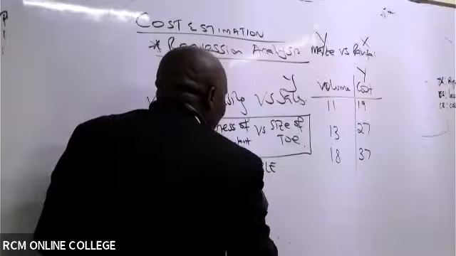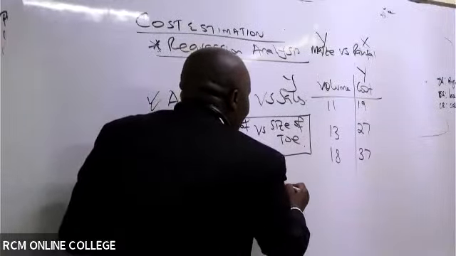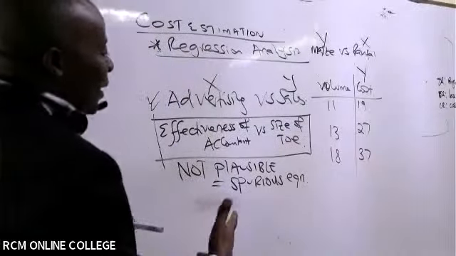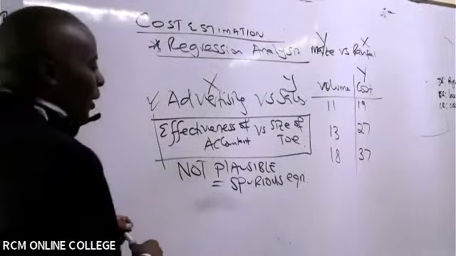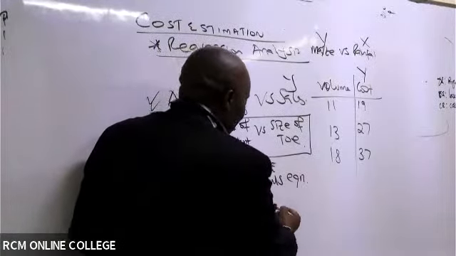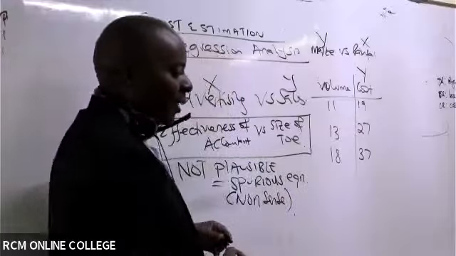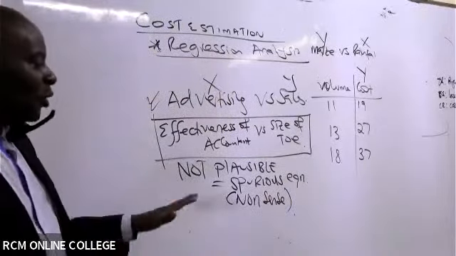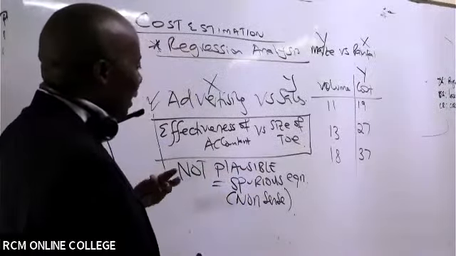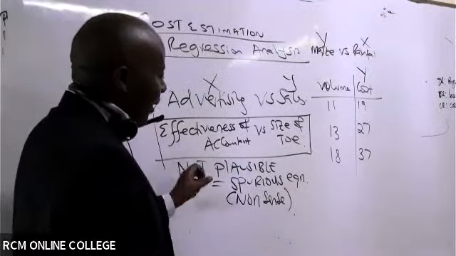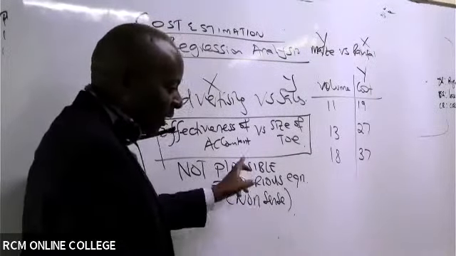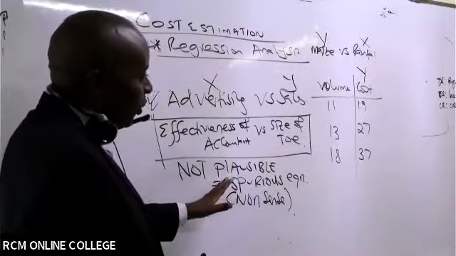It is what you shall be calling a spurious equation. If you dig down to understand the meaning of spurious, spurious means nonsense. Plausibility is about making sense, so not plausible means that this one does not make sense. If it doesn't make sense, then it is what? Spurious. So I hope that is very okay.